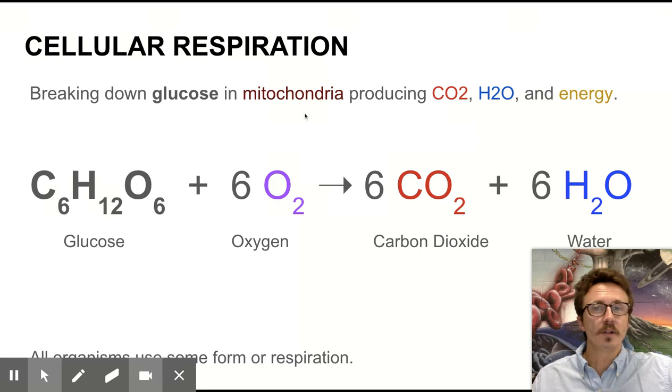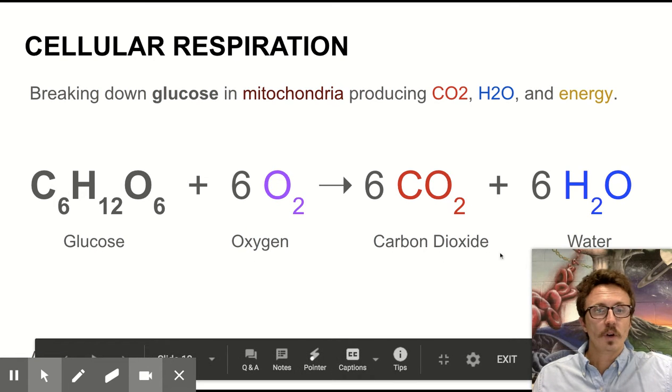And when we break down glucose in the mitochondria, what are we producing? What are we making? Well, we're going to make carbon dioxide, water, and energy. So photosynthesis was a way for us to trap energy. Cellular respiration is the reaction that allows us to re-release that energy and put it to use in our bodies, both in consumers or heterotrophs and in autotrophs.